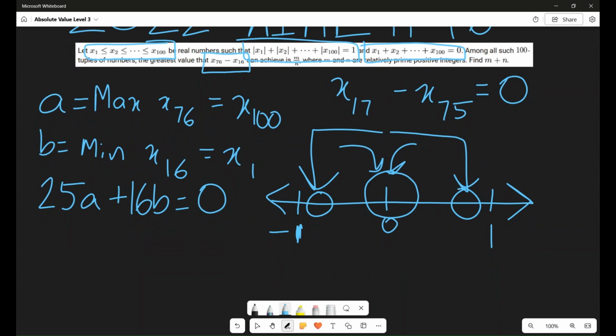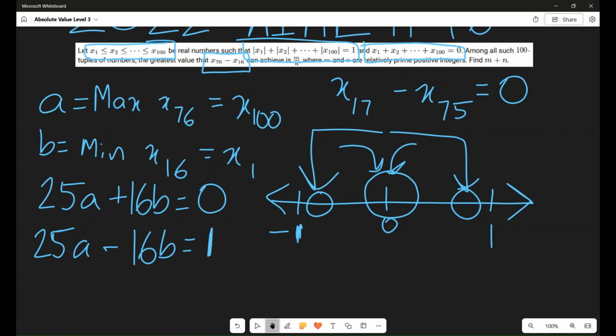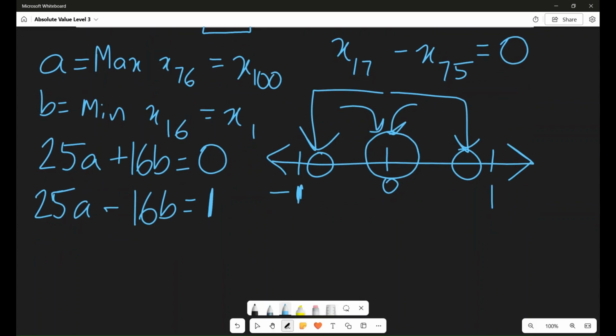Now, the absolute value condition is a little bit more tricky to handle, but we can still do it, because all of the positive values will remain positive after absolute value, and the negative values will become positive. So essentially, the 25a will stay the same, but instead of plus 16b, we'll have minus 16b, because the b's will become negative b's. And now we know that's equal to 1. Now we can just solve this equation, and we get 50a equals 1, and so a is 1 over 50.